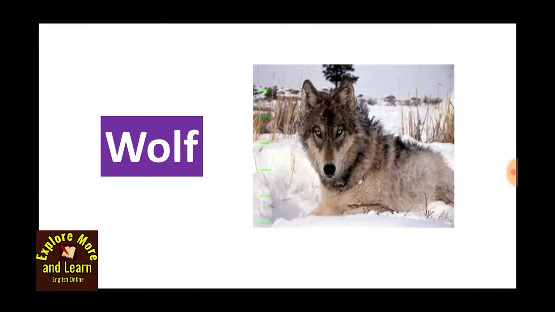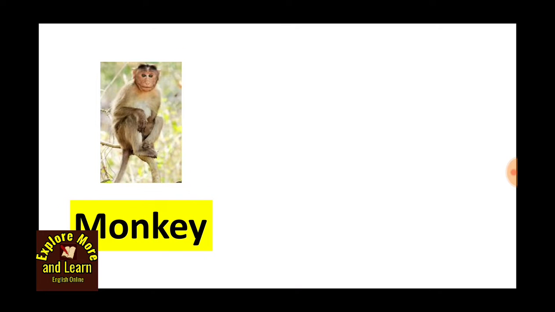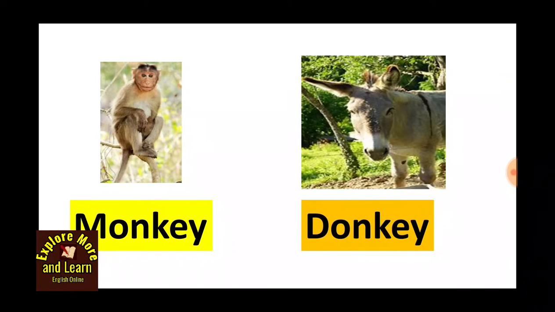How do you pronounce its name? It's not wolf. It's wolf. Okay? Now, how do you pronounce its name? Do you say it monkey? No, it's monkey, but the same spelling, only one letter is different. How do you pronounce it? Donkey? It's incorrect. Okay? It's monkey. Not monkey, but it's not donkey. It's donkey. You got it?